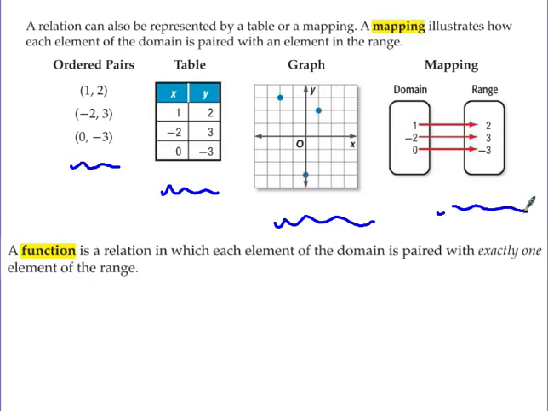Now notice how the mapping works. 1 and 2 are paired together. 1, 2 is the ordered pair. -2 and 3 are paired together. -2, 3 is the ordered pair. So these are my ordered pairs here.